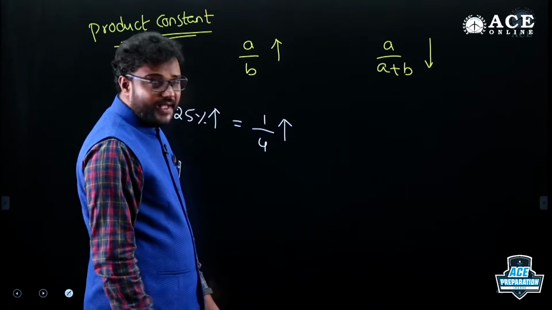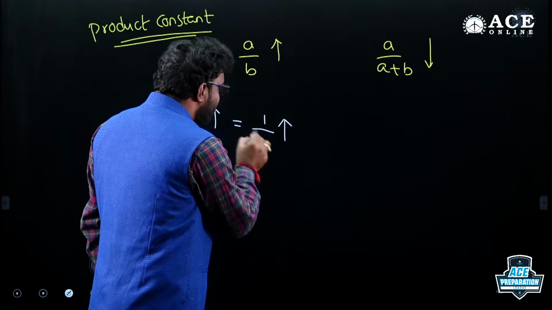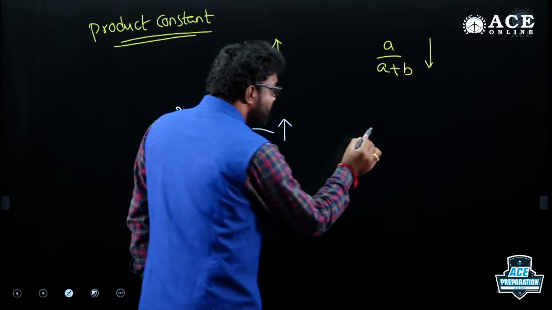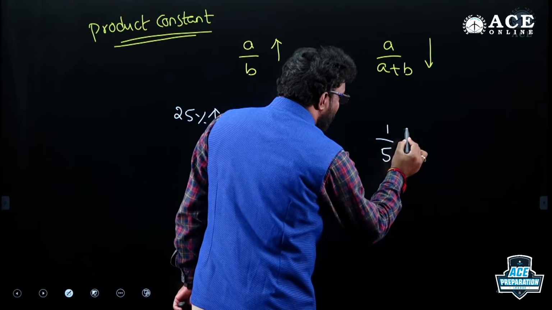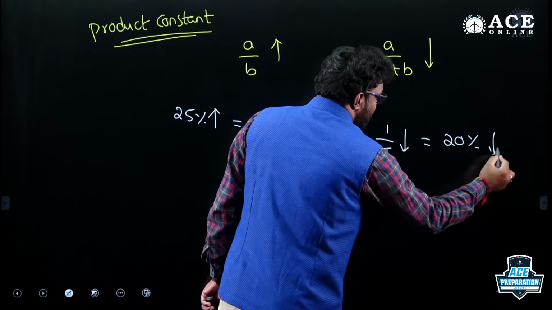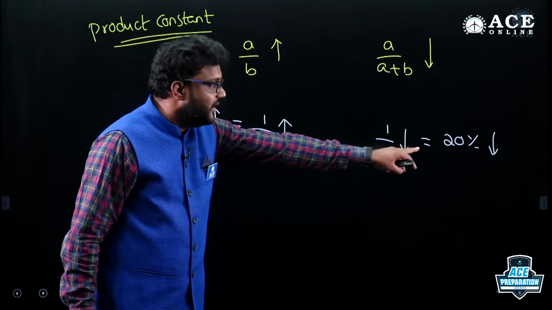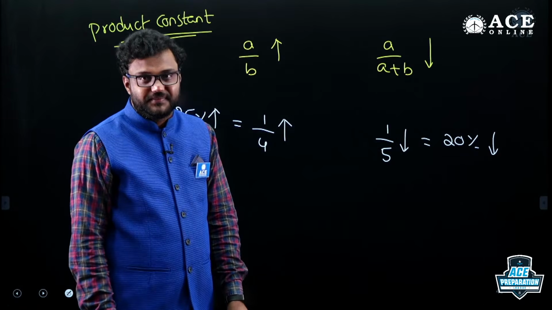If it is 1 by 4 increase, decrease should be A by A plus B. A means 1, B means 4. A by A plus B means 1 by 5 decrease. 1 by 5 in terms of percentage is 20% decrease. So when there is 25% increase, to keep the product constant, you should do 20% decrease.